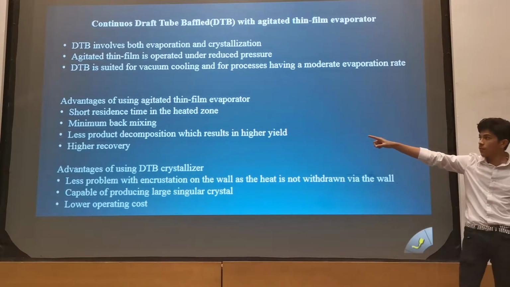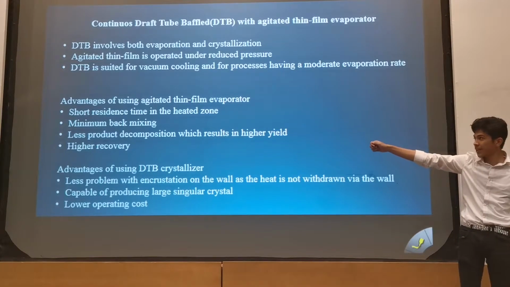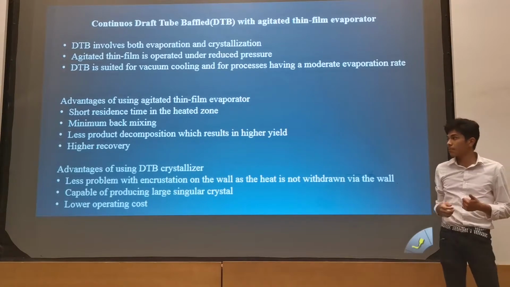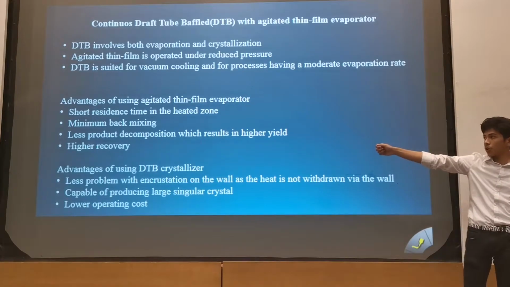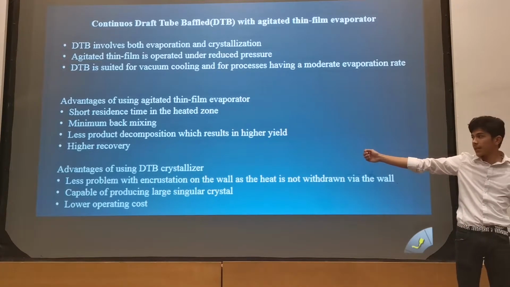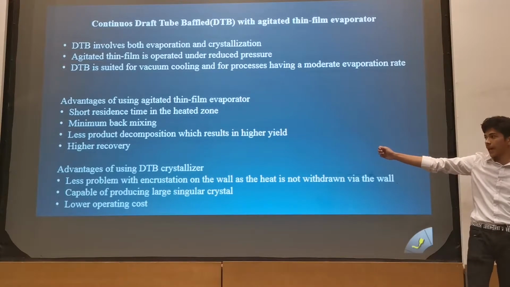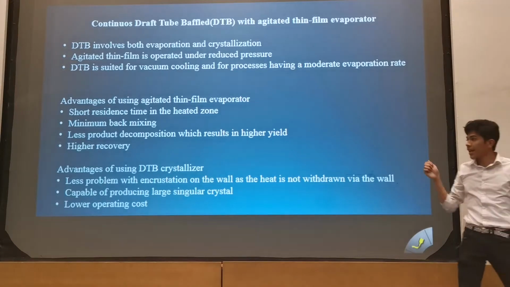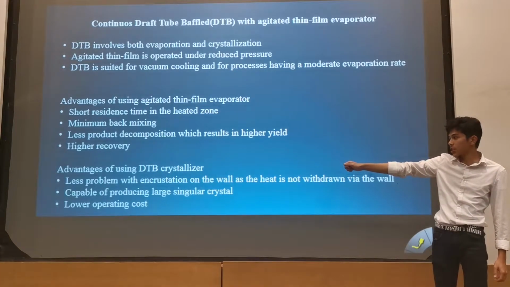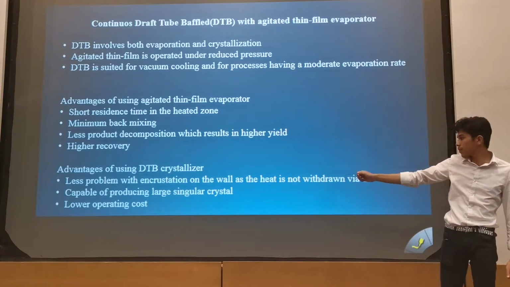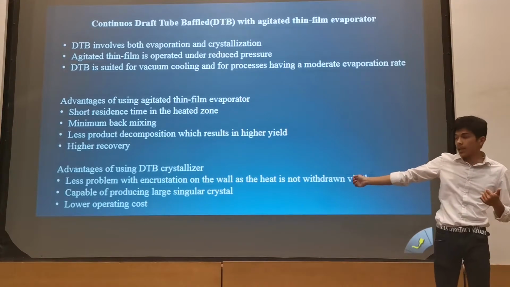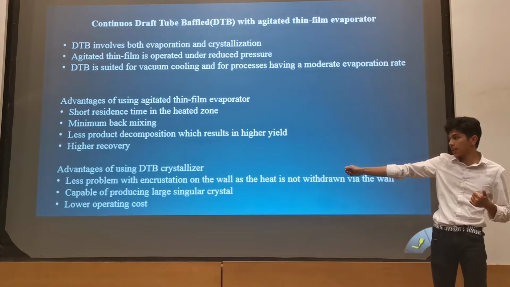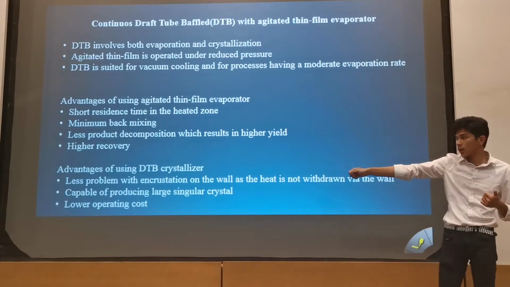The advantages of using the agitated thin film evaporator are, first, short residence time in the heated zone. Second, minimum batch mixing. Next, less product decomposition, which results in higher yield. And the last one is higher recovery. The advantages of using the DTB crystallizer are less problem with encrustation on the wall, as the heat is not withdrawn via the wall. Next, it is capable of producing large single crystals. And the most important is the lower operating cost.